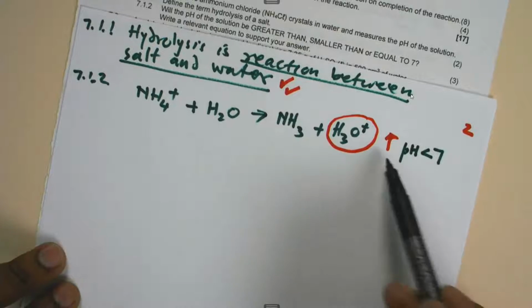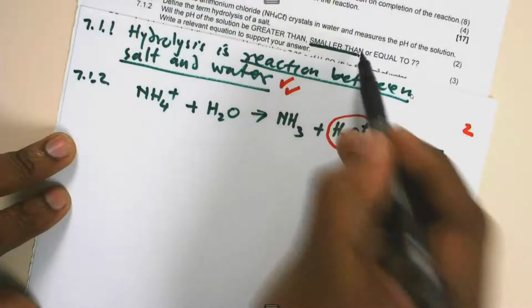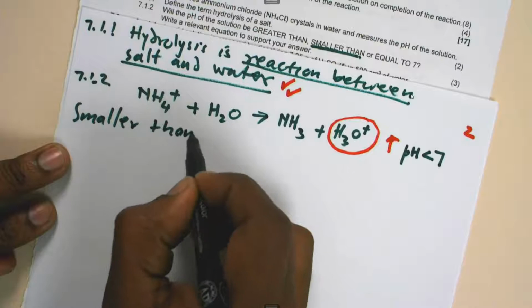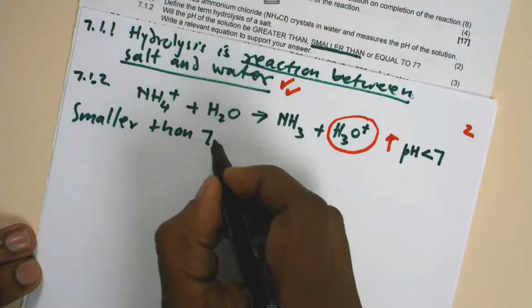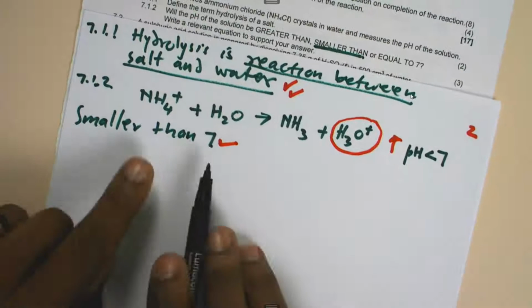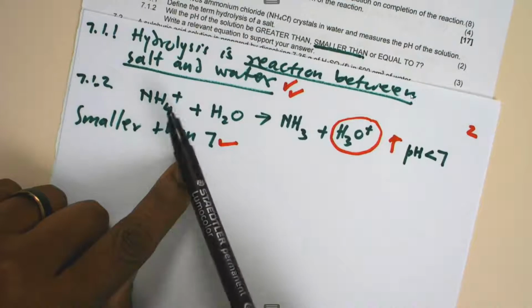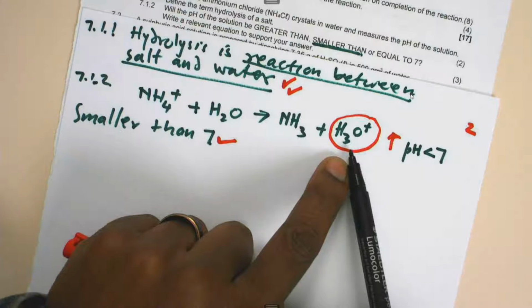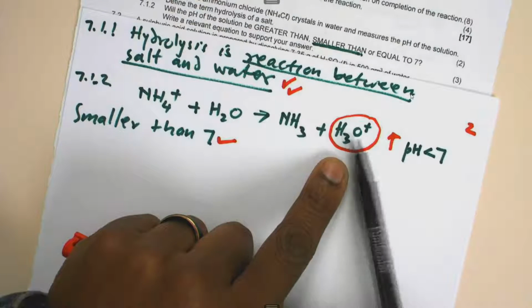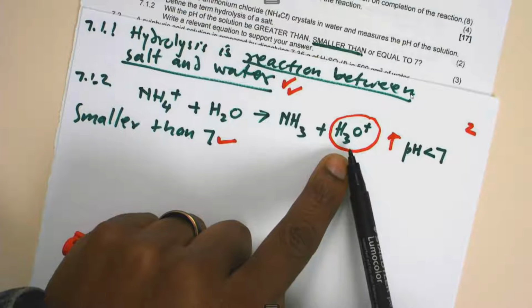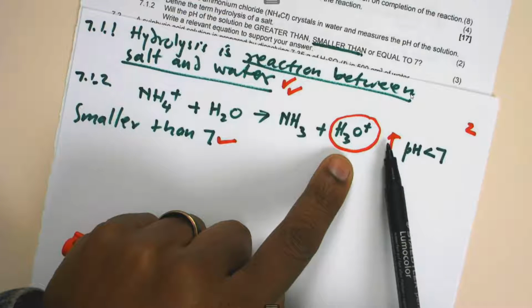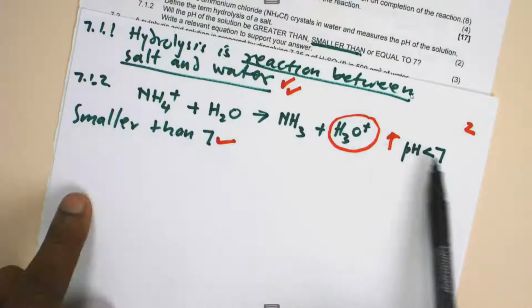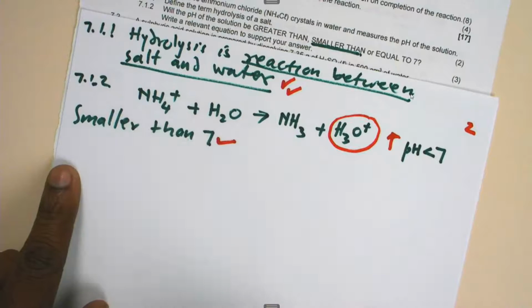So if it's less than 7, the only correct answer here should be smaller than 7. Then I will be able to get a mark for that. But I was not going to get the correct answer if I was not able to write the above equation to show that I have an increased concentration of H3O+. Remember, H3O+ is associated with acids. So if it's associated with acids and it's increasing, it means my pH scale will move towards lower values. So if it's moving towards lower values, it must be smaller than 7.